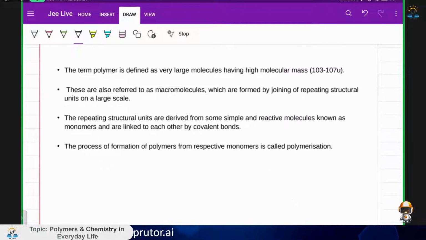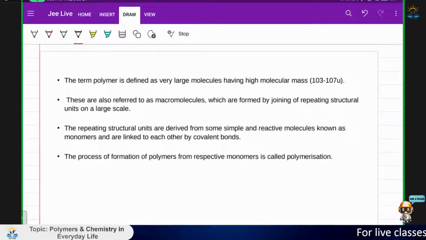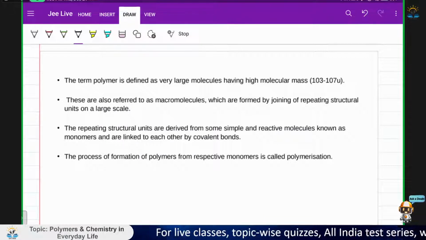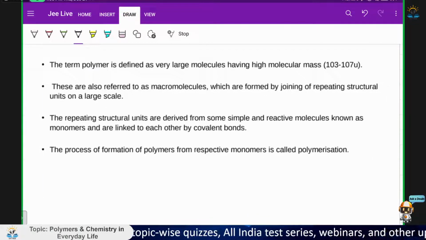The term polymer is defined as very large molecules having high molecular mass. These are also referred to as macromolecules, which are formed by joining of repeated structural units on a large scale. So very large molecules having large molecular masses formed by joining of single units called monomers. See, the monomers are joined to form polymers. The repeating structural units are derived from some simple and reactive molecules known as monomers and linked to each other by covalent bonds.